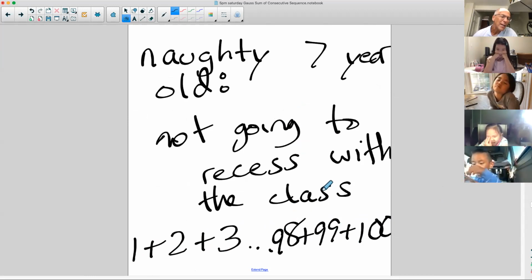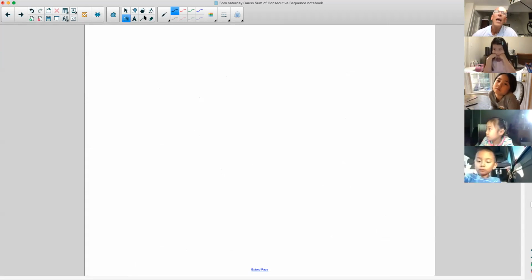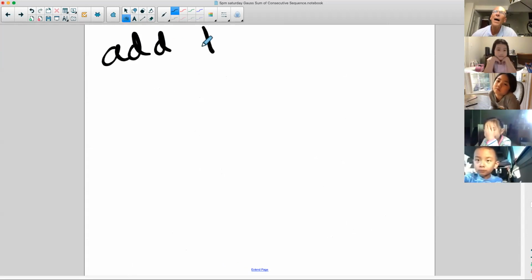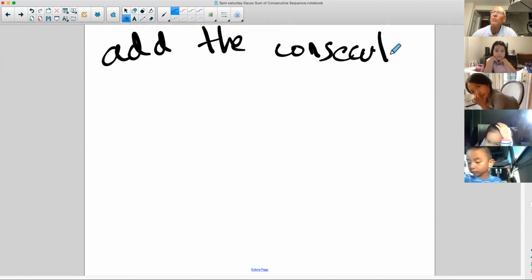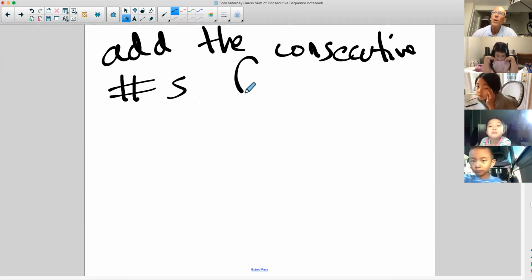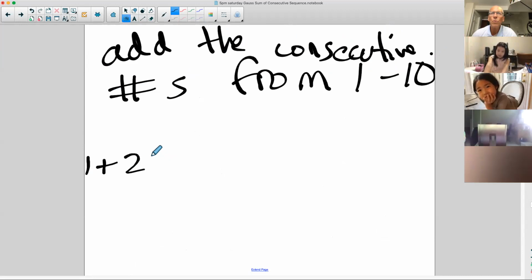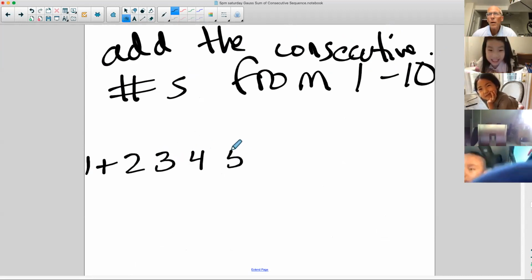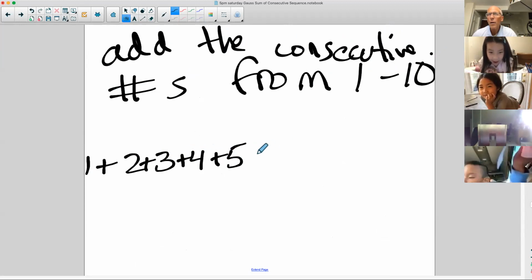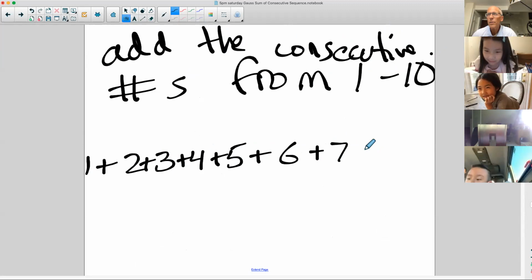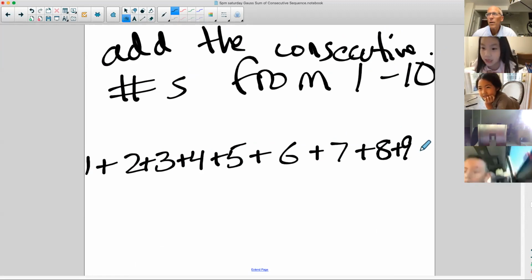And the teacher thought that it would take Gauss all day and night to do it. But do you know what happened? Gauss was able to give the answer in a few seconds. Now, what if the teacher said to add the consecutive numbers from 1 to 10? So everybody write that out. Ready? 1 plus 2 plus 3 plus 4 plus 5 plus 6 plus 7 plus 8 plus 9 plus 10.